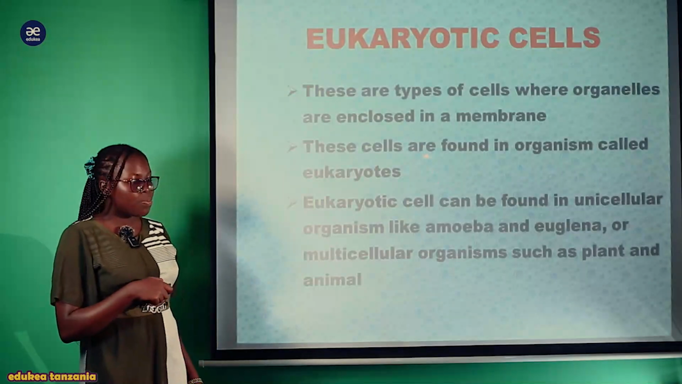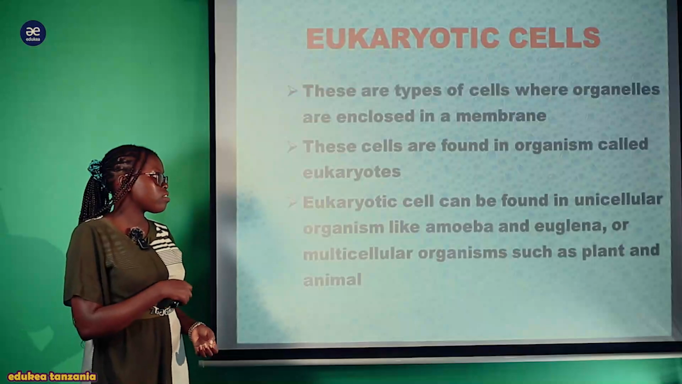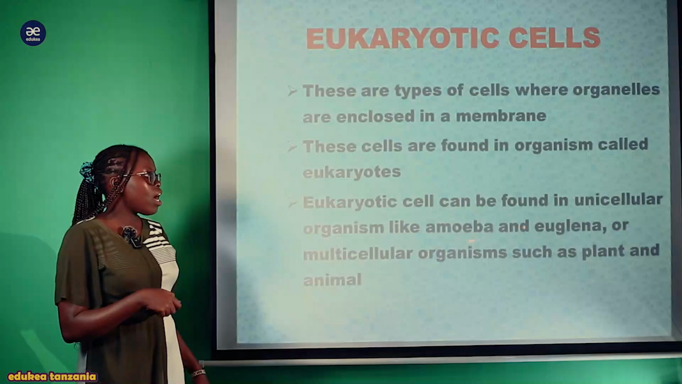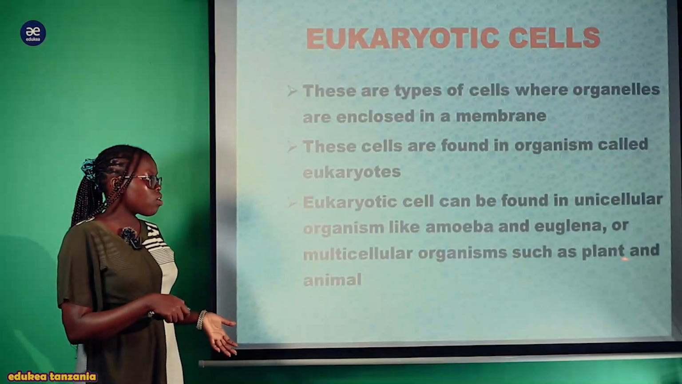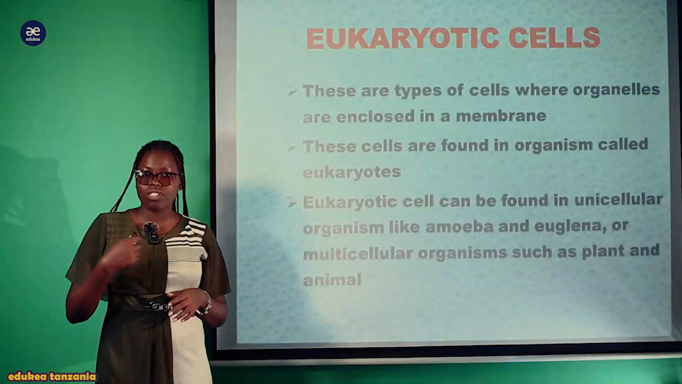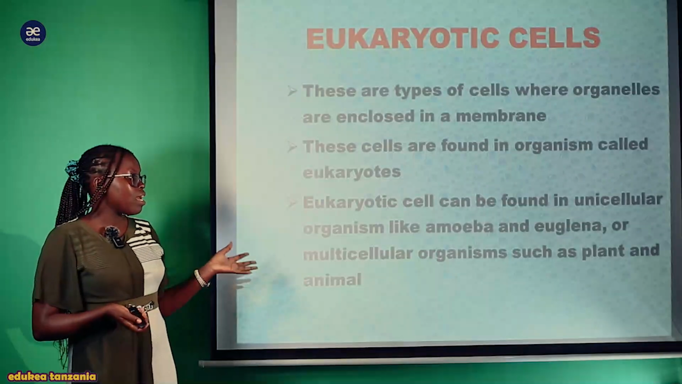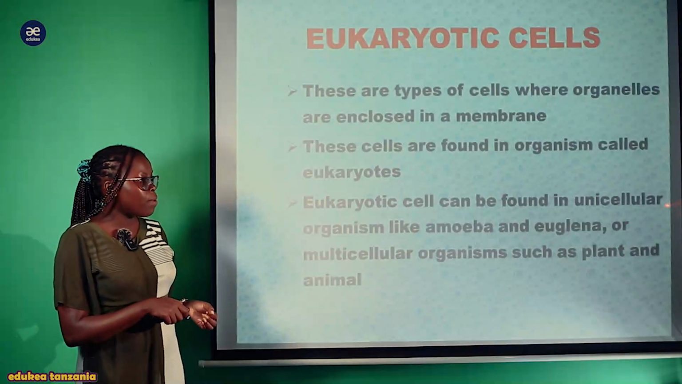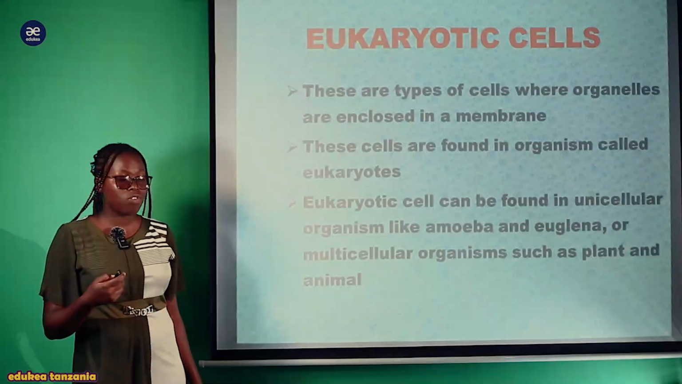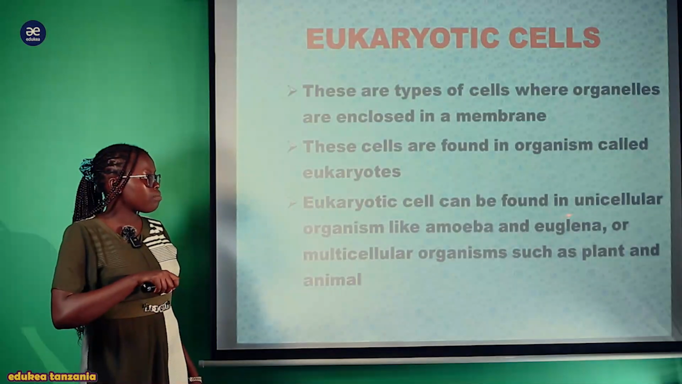And eukaryotic cell can be found in unicellular organisms, kwa mfano akina amoeba, akina euglena, vile vile katika multicellular organisms such as plants and animals. Kwa eukaryotic cells zinapatikana kwa both organisms ambao ni unicellular na multicellular. Example this multicellular organism tuna sisi binadamu, kuna plants. Also for this unicellular akina amoeba na euglena ambao ni green organism which are able to manufacture their own food have this eukaryotic cell. Euglena is one of the plant-like organisms ambayo yenyewe anakuwa ana both animal and plant characteristics. So we will study it in detail.